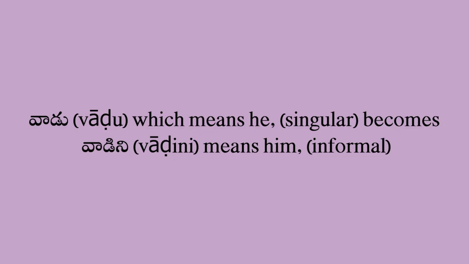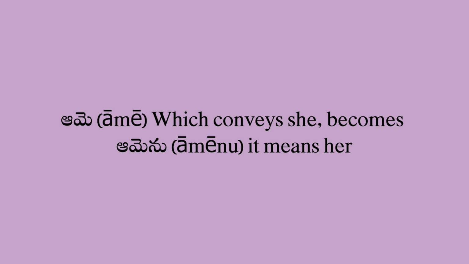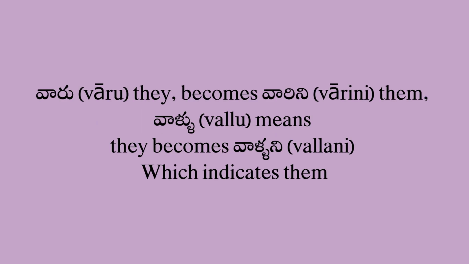And next one is third person pronouns follow a regular pattern in Telugu. Vadu, which means he, singular, becomes vadini, means him, informal. Ame, which conveys she, becomes amenu, it means her. And varu, it means they, becomes varini, them. Vallu means they, becomes vallani, which indicates them.